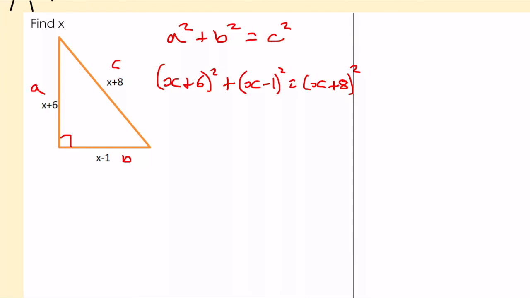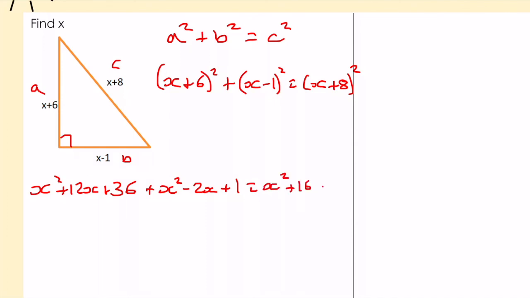I'm going to go through what we get down here. So when I expand it all, I would get x squared plus 12x plus 36 for my first bracket. For my second one, we'd have x squared minus 2x plus 1. And that would be equal to x squared plus 16x plus 64. So we've almost got 3 quadratics in one there. We still need to simplify them.